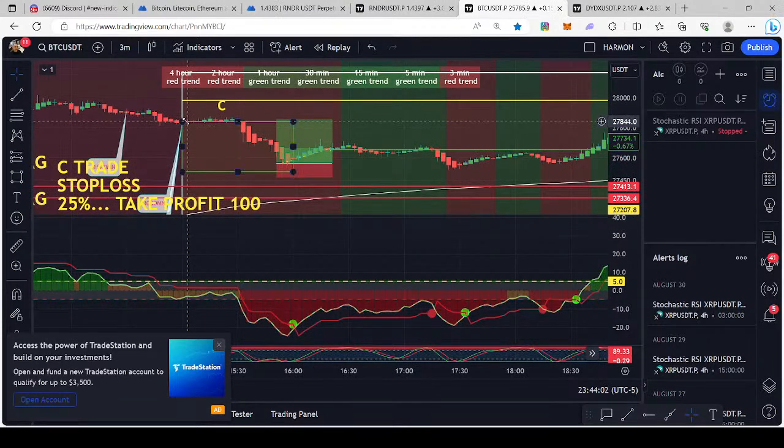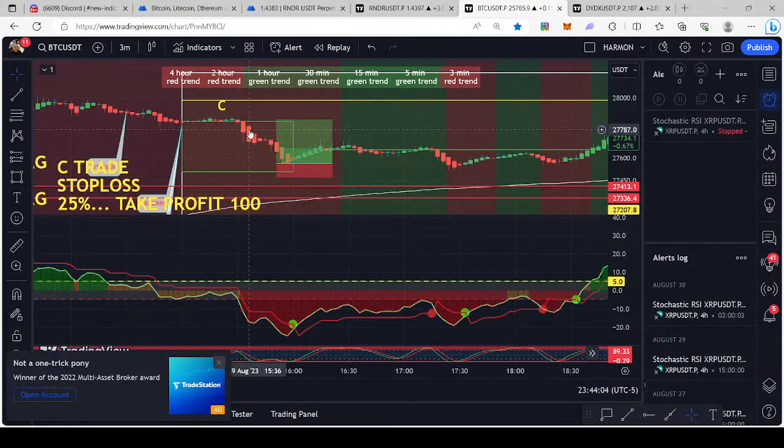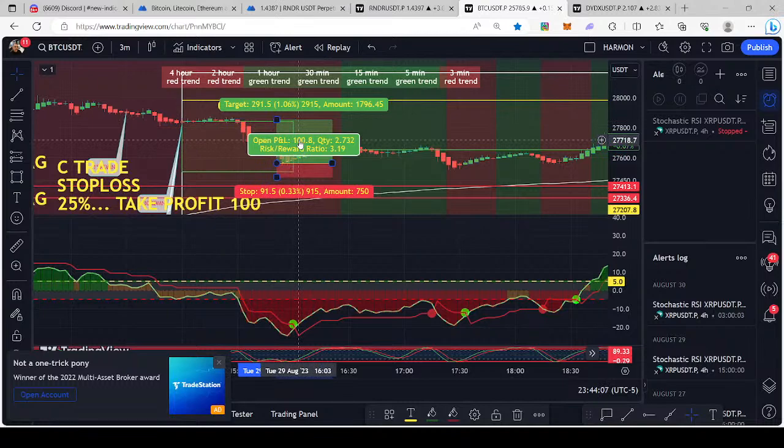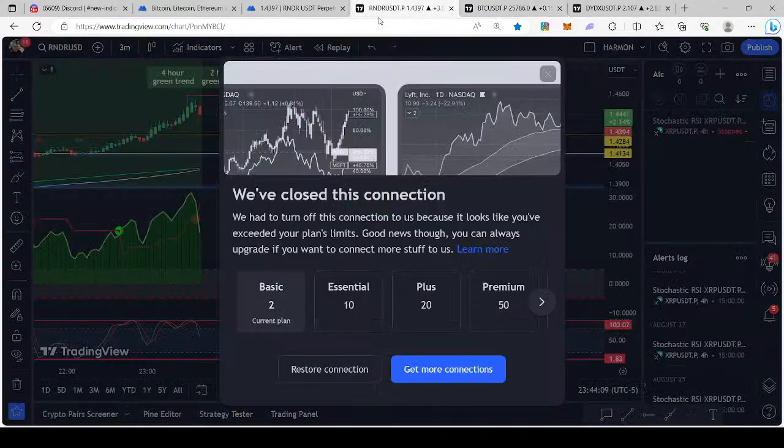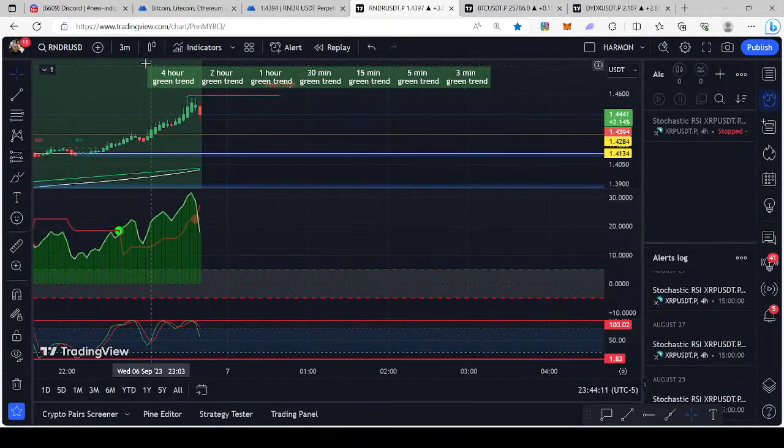But here you go. Here's your entry. Red moon, red trend. You can see here we made 100% on that trade. Pretty easy to make on that. So that paid off very nicely. We have a red moon here finally.